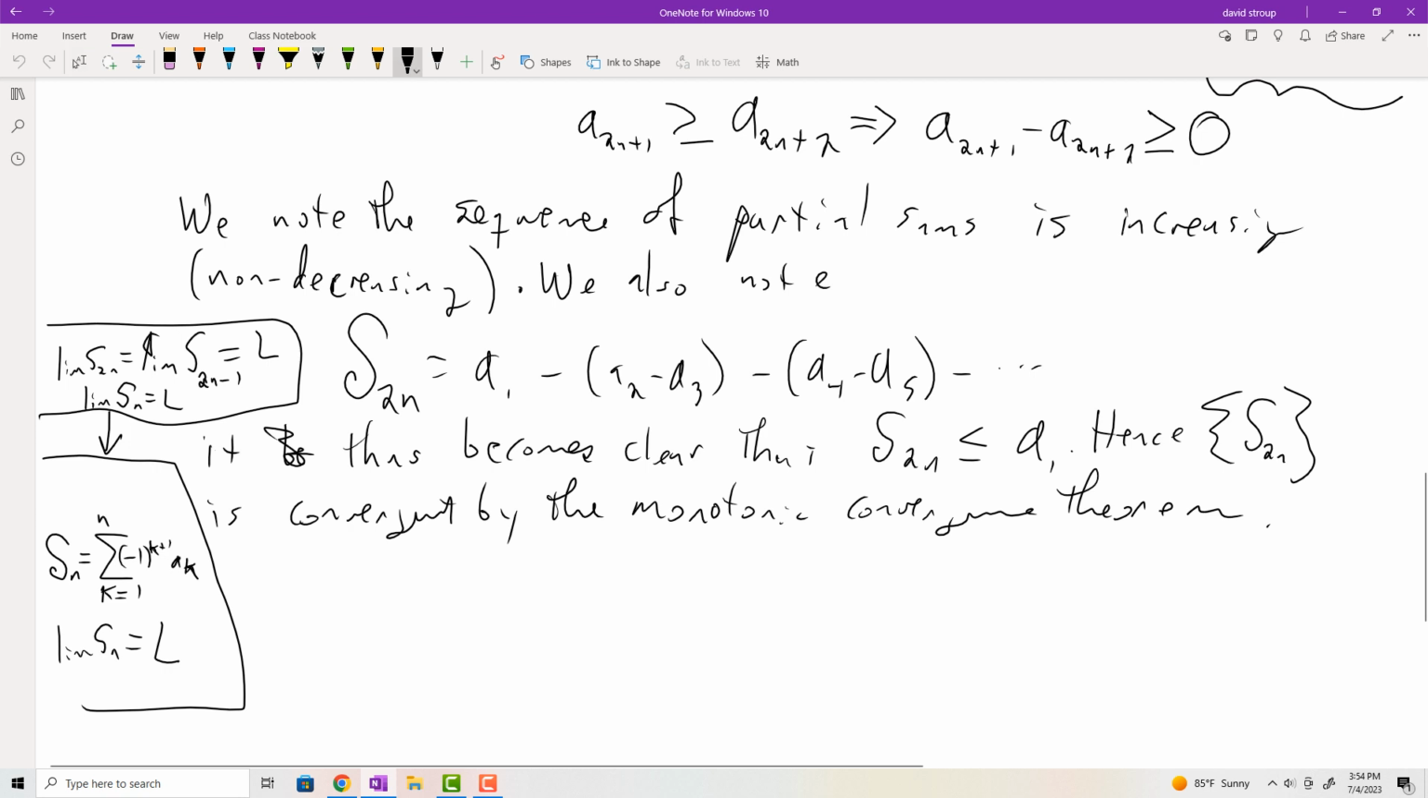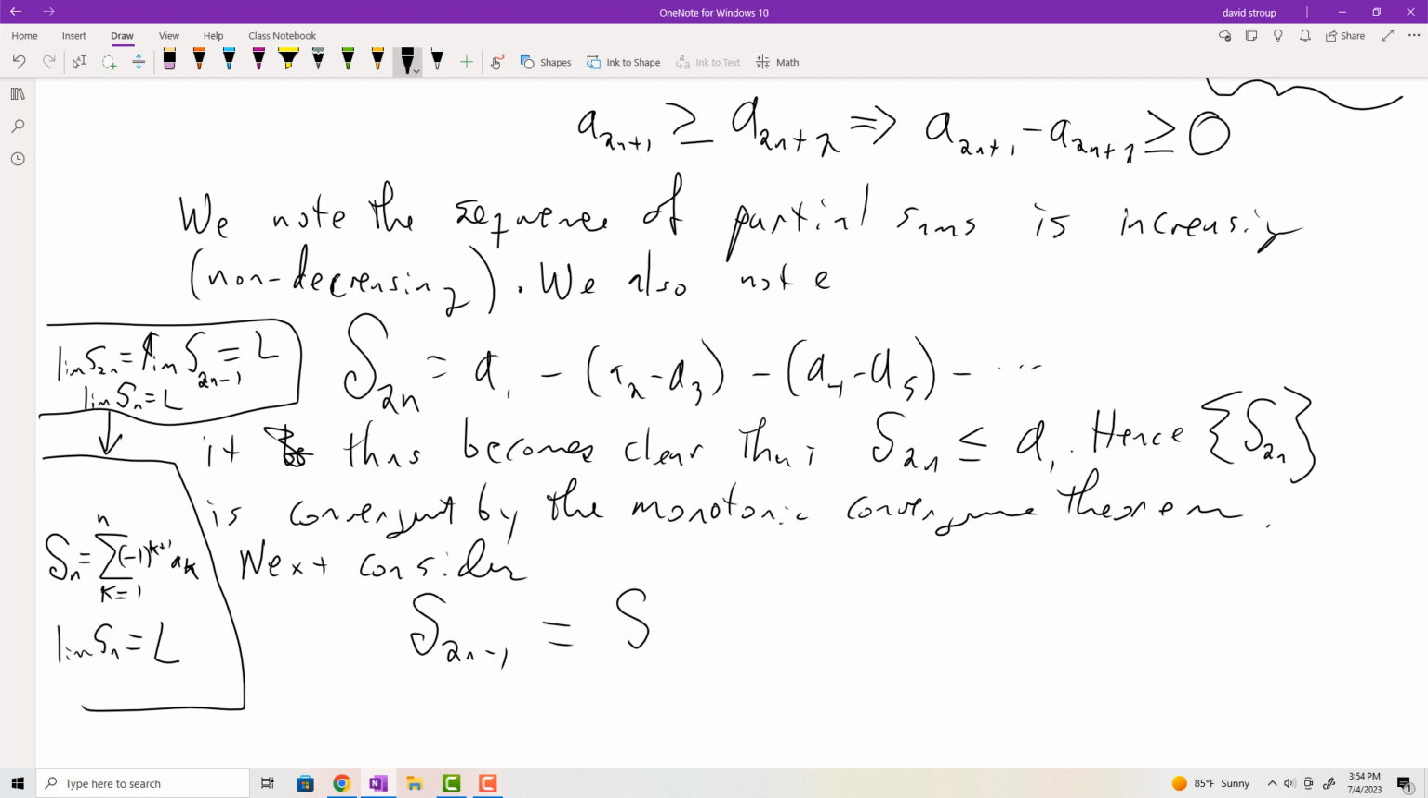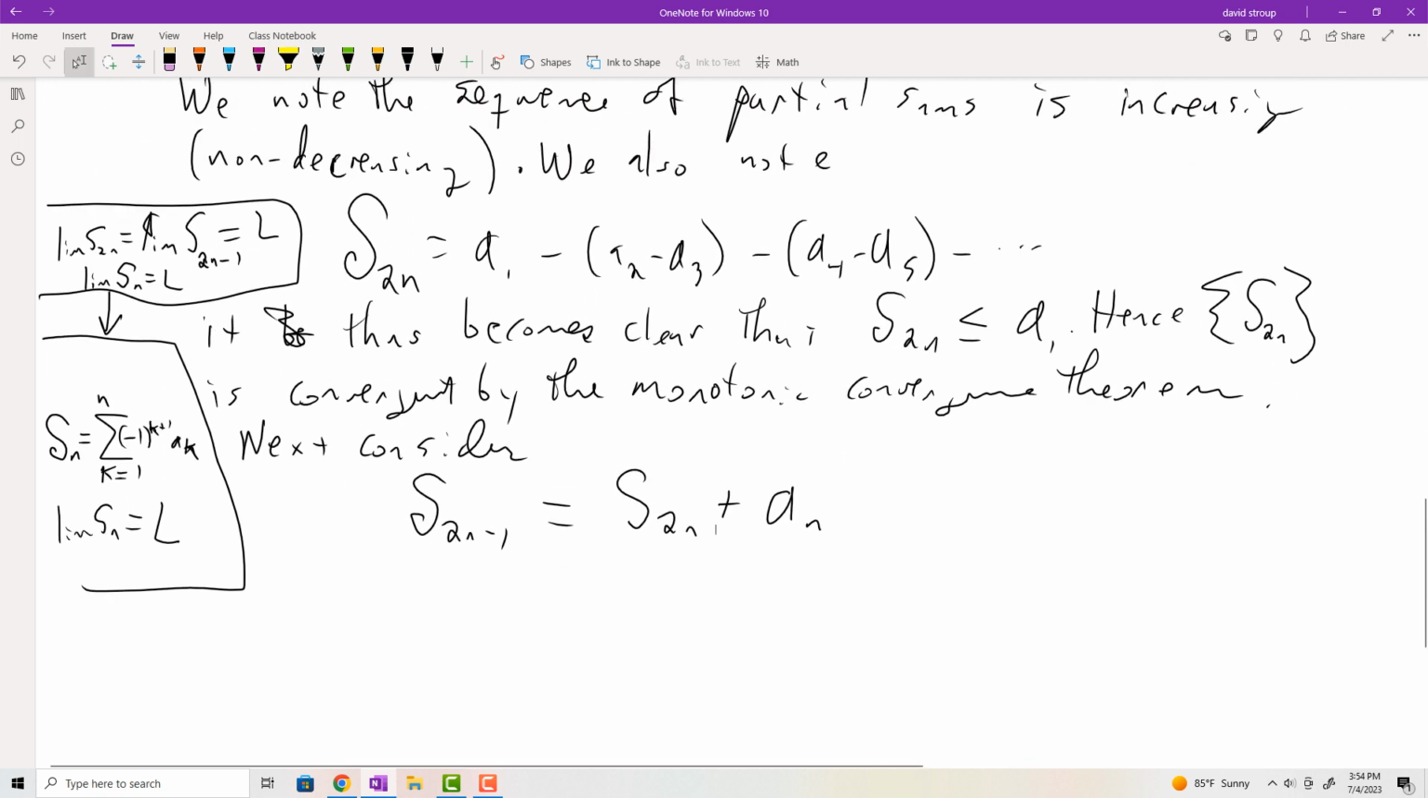But how do I get the limit of s sub 2n minus 1? So what do we do? We next consider that limit. First, just what is s sub 2n minus 1? Well, s sub 2n minus 1 is basically s sub 2n minus an a sub n, or maybe plus a sub n? Is it minus or is it plus? I think we have to minus it away, right? It has one term less, so yeah, minus this a sub n. And then let's take the limit of it.